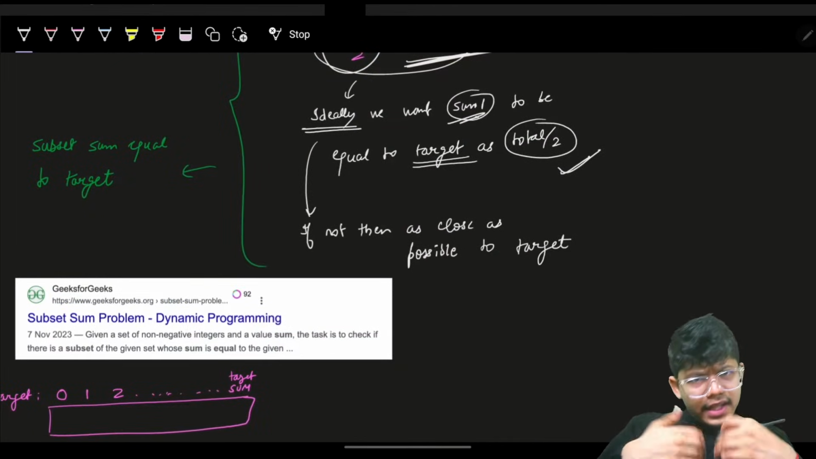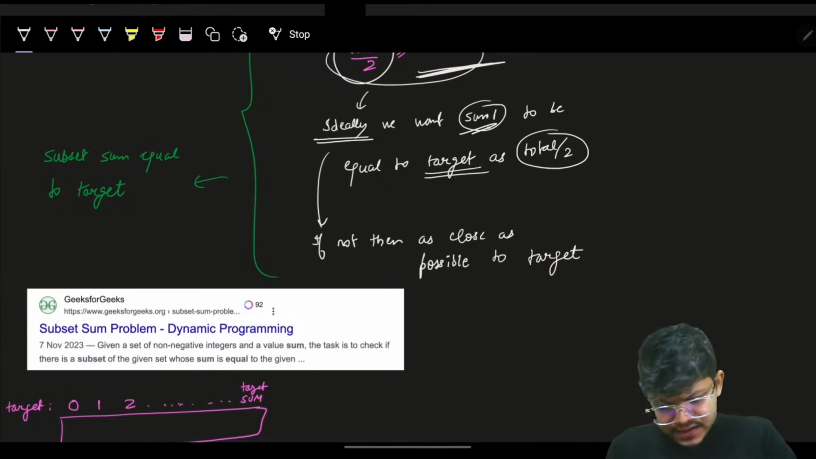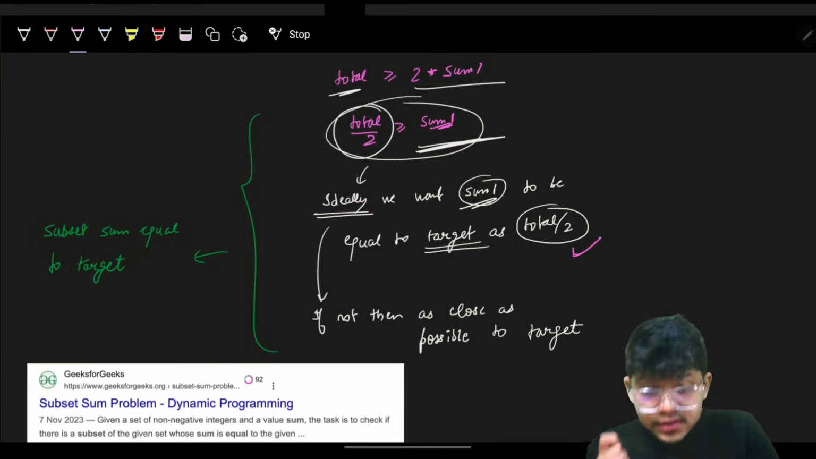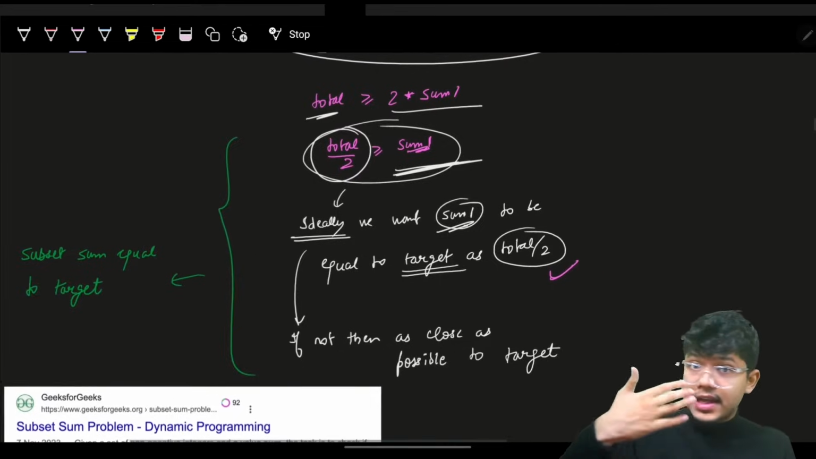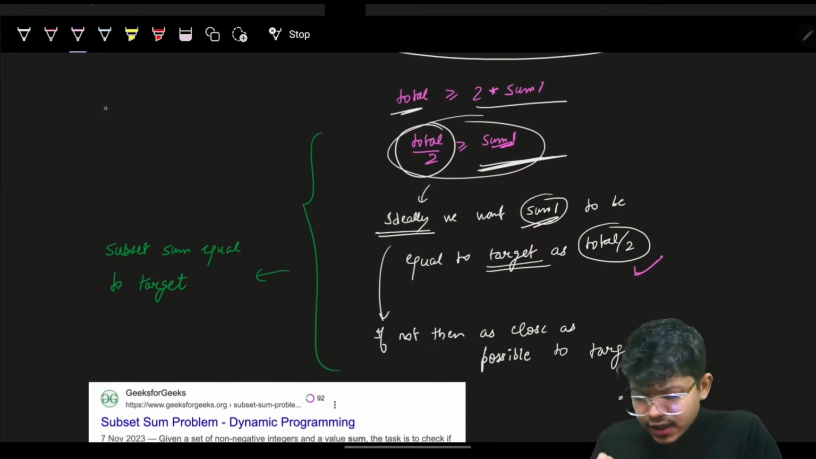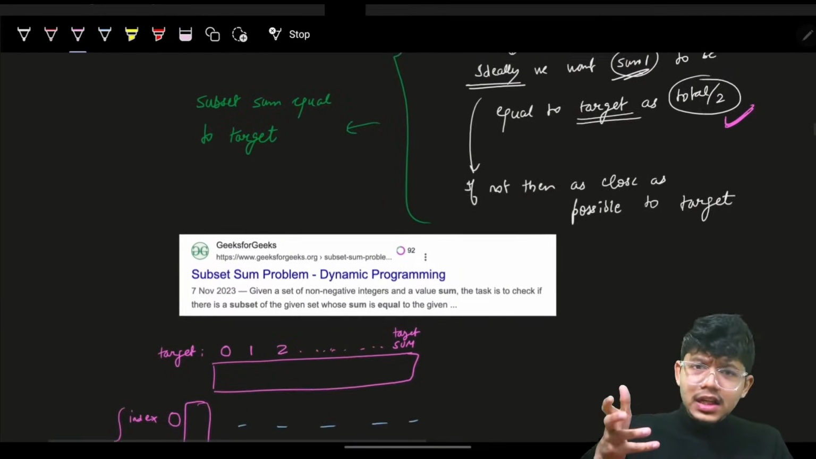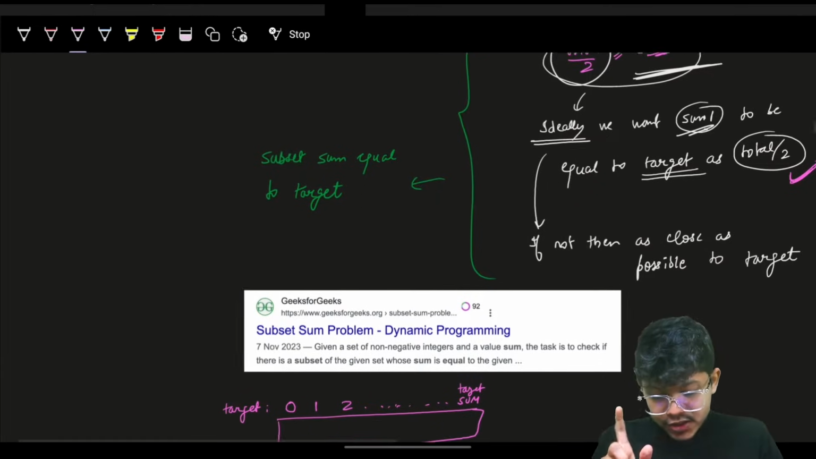So no worries, we'll see how we are trying to do it. But now we saw that we will simply take sum1, which is nothing but an n-element subset, and again there can be 2 raised to the power n subsets for n-size elements, and for that the sum should be as close to total by 2 as possible. Whatsoever is the closest possible value, I will take that.